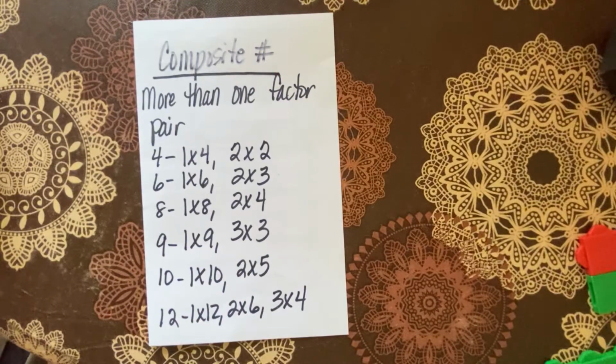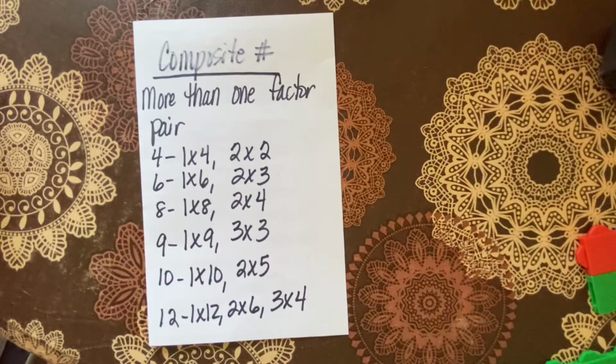So one thing that I do want to point out is the number 0. 0 is not actually a number. 0 is a placeholder. It's a placeholder telling us there's nothing in that place value. So 0 is not a number, so it can't be prime or composite.